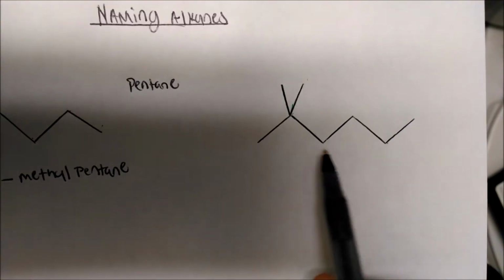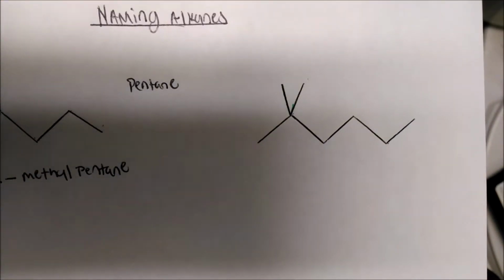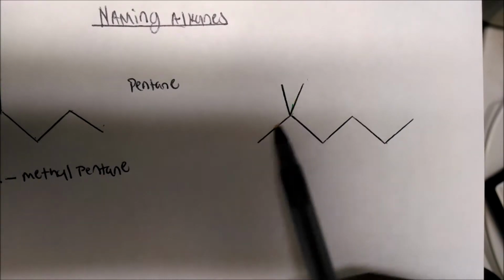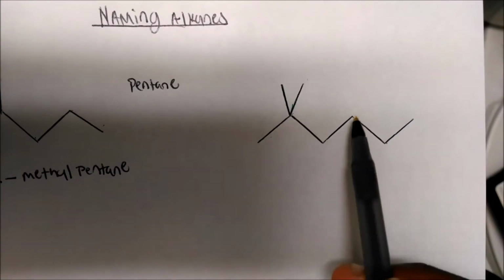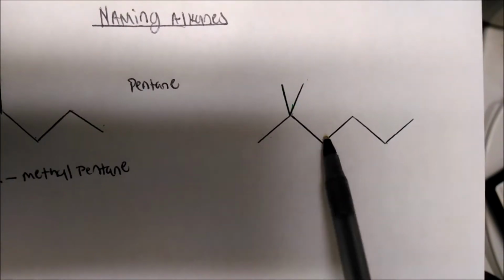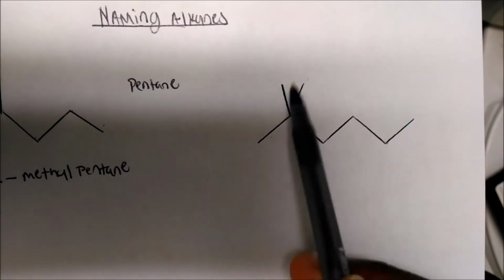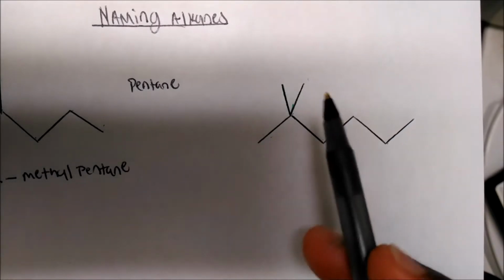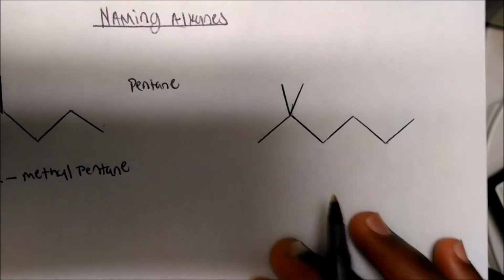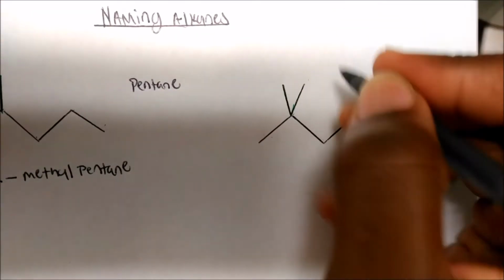How about this one? Again, nothing changes. We're going to identify the longest continuous carbon chain. And I could start from here, here, or here. We're just going to make sure it's continuous. So I'm going to start from here first. 1, 2, 3, 4, 5, 6. How about this? 1, 2, 3, 4, 5, 6. So I could start from any of these, but starting from this and just going right across will make our life much easier. So again, the parent chain, we have 6 carbons. That corresponds to hexane.